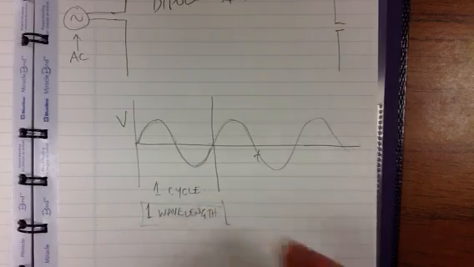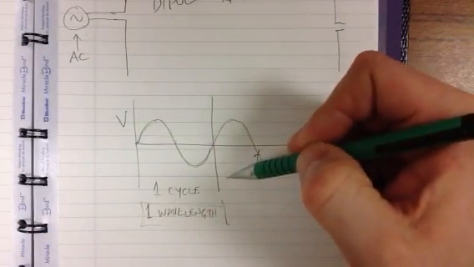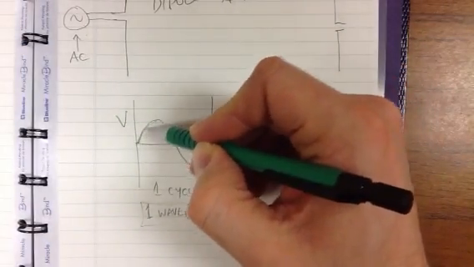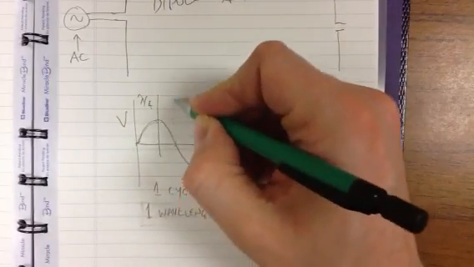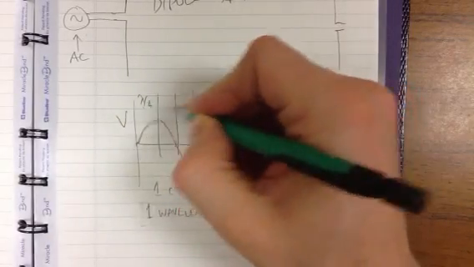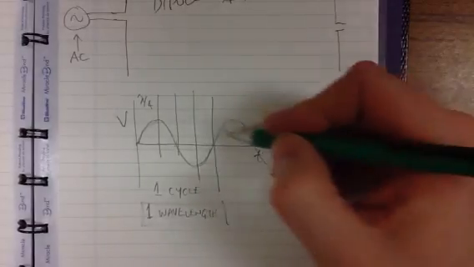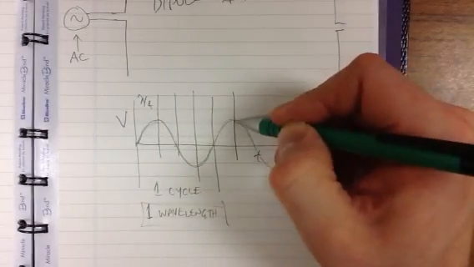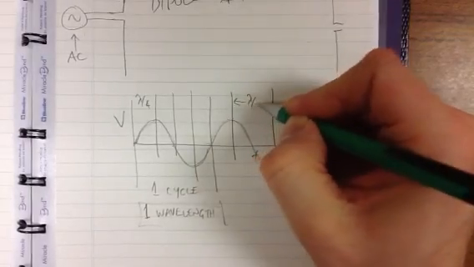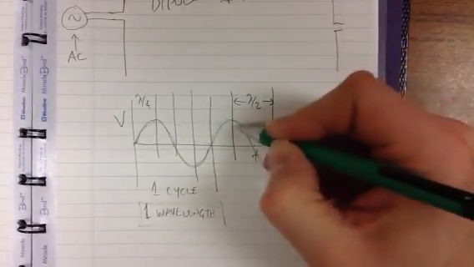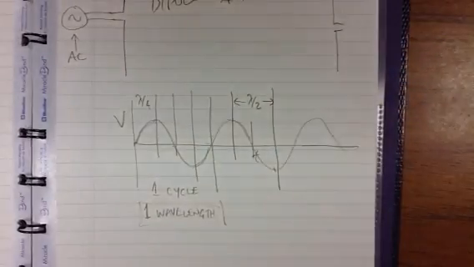So if this is one cycle, or one wavelength, that means from here to here is a quarter wavelength, and from here to here is another quarter, and from here to here, these are quarter wavelengths. That means from here to here is a half wavelength, right? And from here to here is a quarter wavelength. So that's good to know.